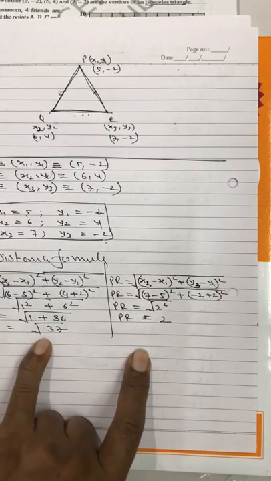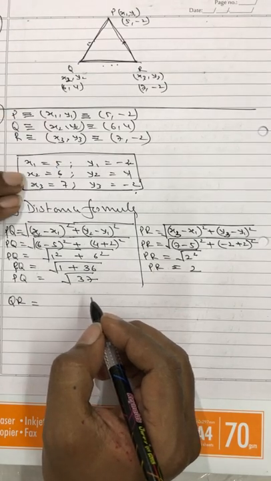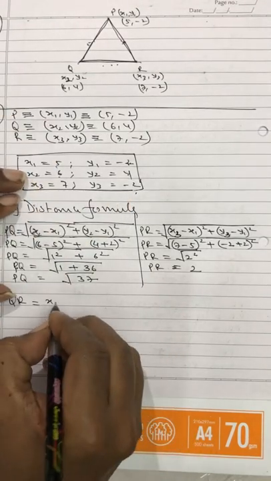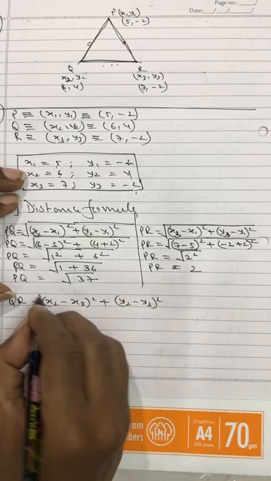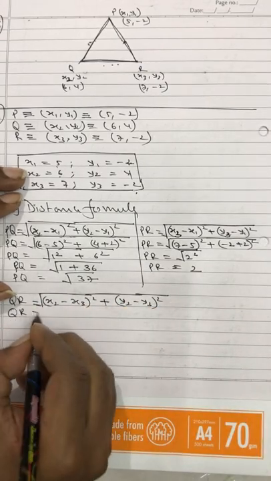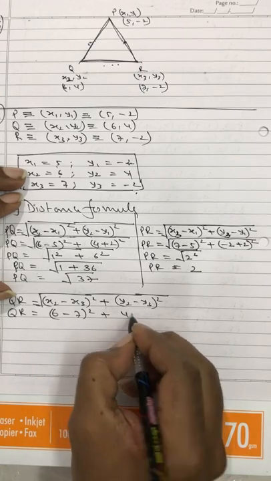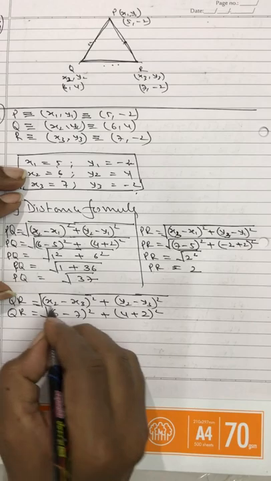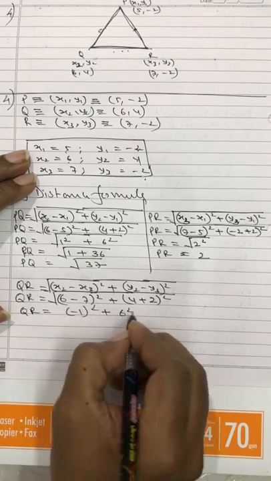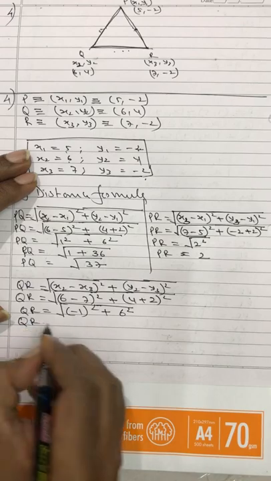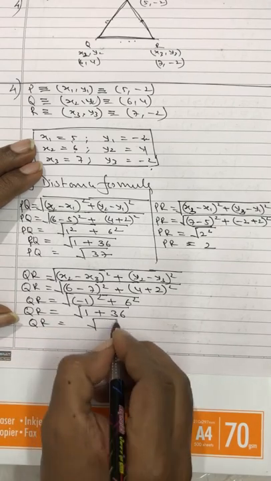Now both are not congruent, so I will have to go to find QR. So QR is equal to the root of x2 minus x3 the whole square plus y2 minus y3 the whole square, since y3 is negative, so I will take x2. So this will become QR is the root of 6 minus 7 the whole square plus 4 minus minus 2, which gives plus 2, the whole square. QR is equal to minus 1 square plus 6 square. This will give me QR is equal to the root of 1 plus 36. This will give me QR is equal to root 37.